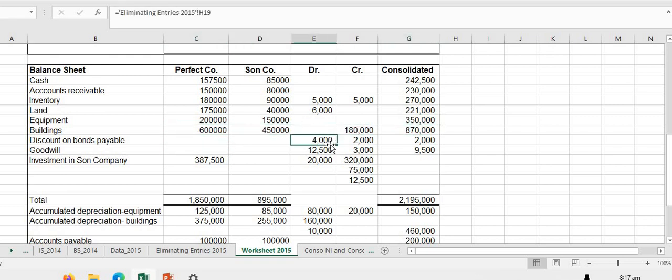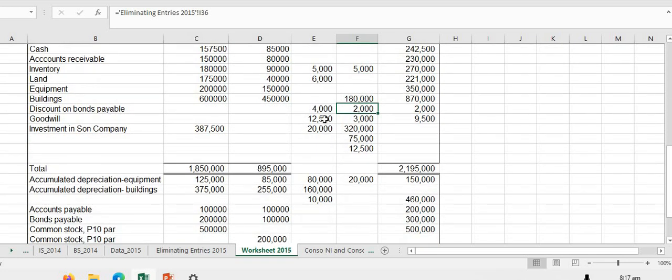Yung discount advance payable natin, di ba, may overvalued yun ng 4,000, pero since this are close second year, so 2,000 na yung accumulated amortization of excess niya. It's actually 2,000 na. Okay? So, until such time, di ba, na fully amortized na yung excess. Okay? Yung goodwill natin, that's actually 12,500 plus 3,000 na impairment. And then, yung investment in some company, di ba, dapat ma-eliminate yan siya.